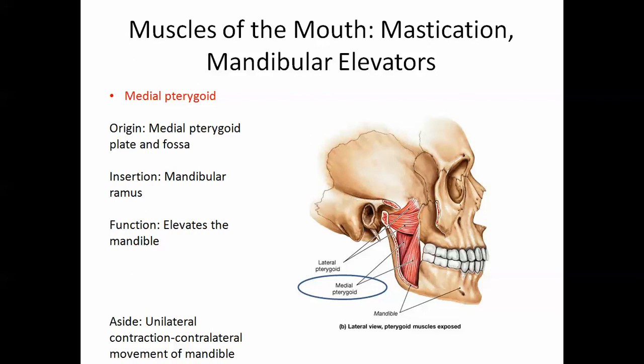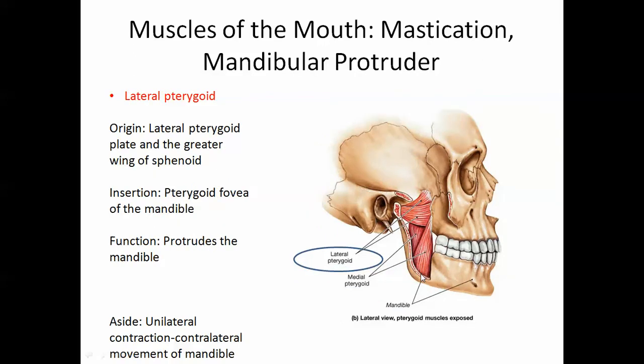So if you say you contract your right medial pterygoid, you're going to move the mandible to the opposite side. Okay. All right. Same thing with this one. However, the lateral pterygoid protrudes the mandible.